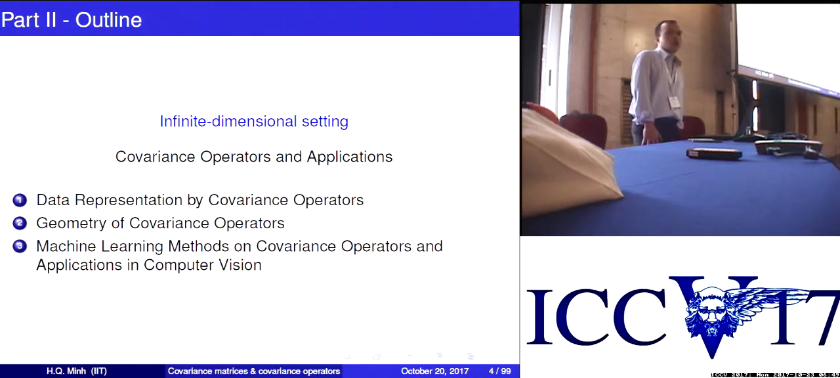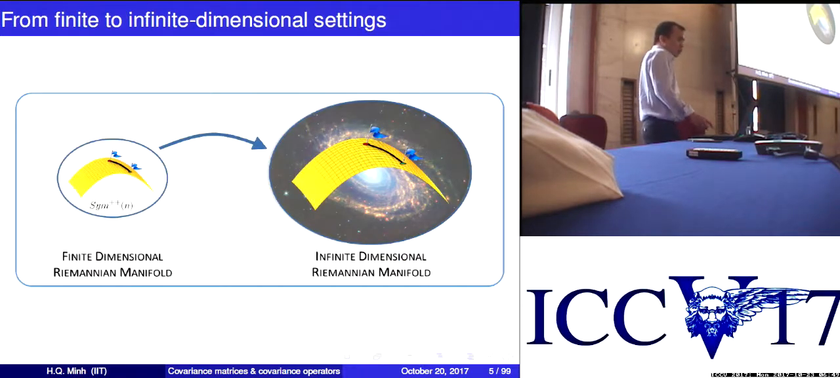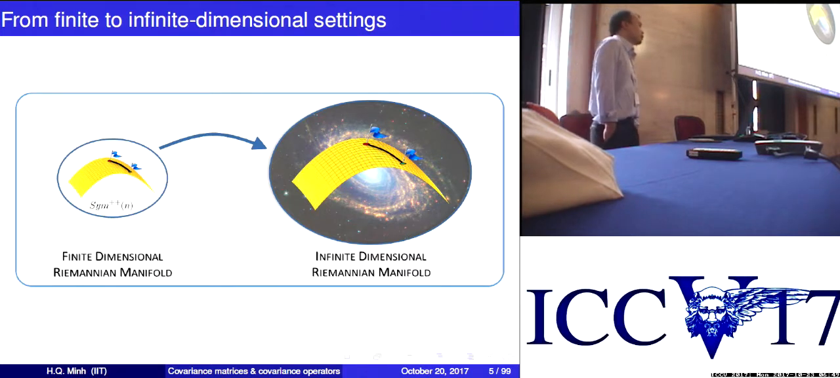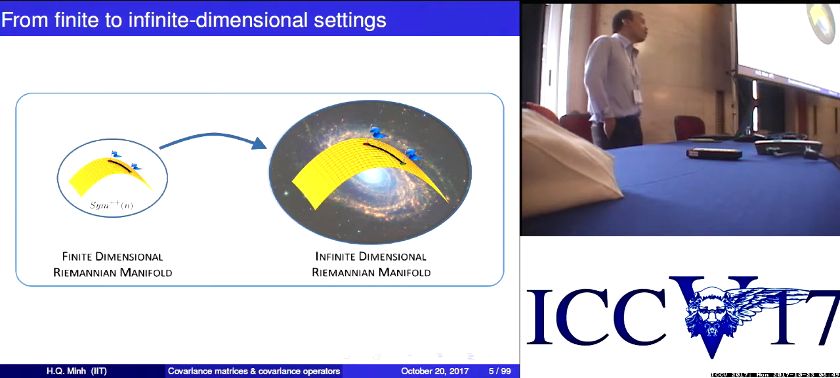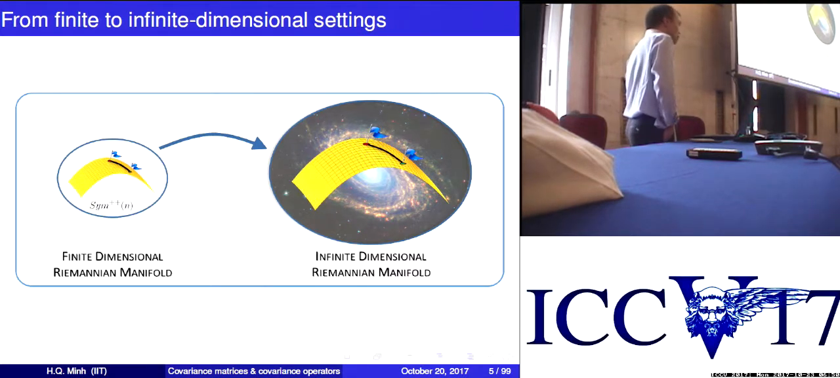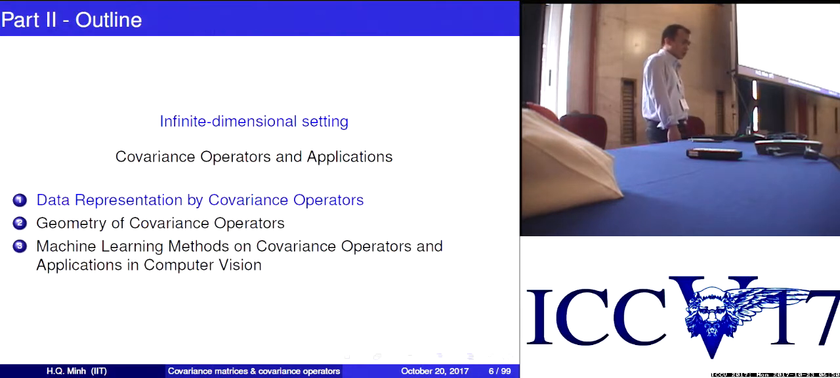Now, the infinite dimensional theory is still undergoing development, so there is still a lot of work going on. It's actually much more recent than the finite dimensional part. We were talking about the set of SPD matrices as a finite dimensional Riemannian manifold, and in this part of the talk, we are talking about an infinite dimensional Riemannian manifold. From a mathematical viewpoint, this is quite recent. In the case of SPD matrices, the mathematical theory went back as far as 1944 with the work of Siegel. In the infinite dimensional setting, it is much more recent, in the 2000s.